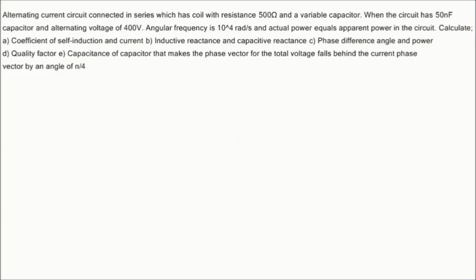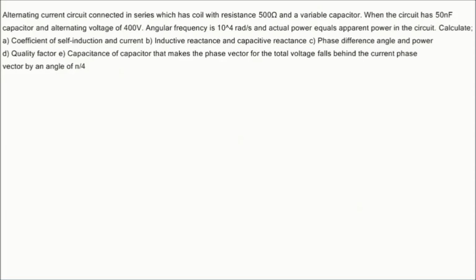An alternating current circuit is connected in series, which has a coil with resistance 500 ohm and a variable capacitor. When the circuit has a 50 nanofarad capacitor and an alternating voltage of 400 volt, the angular velocity is equal to 10 to the 4 radian per second, and the actual power is equal to the apparent power in the circuit. Calculate the coefficient of self-induction and the current.